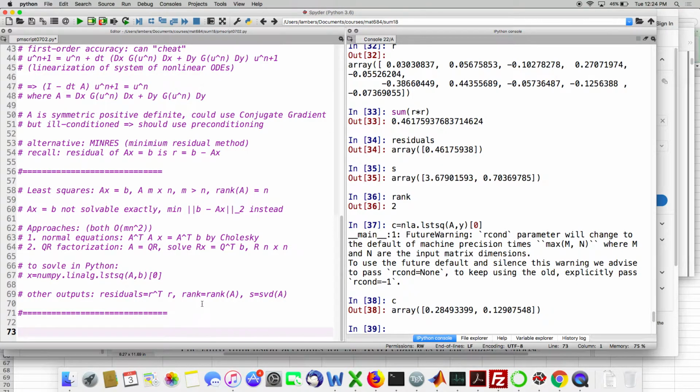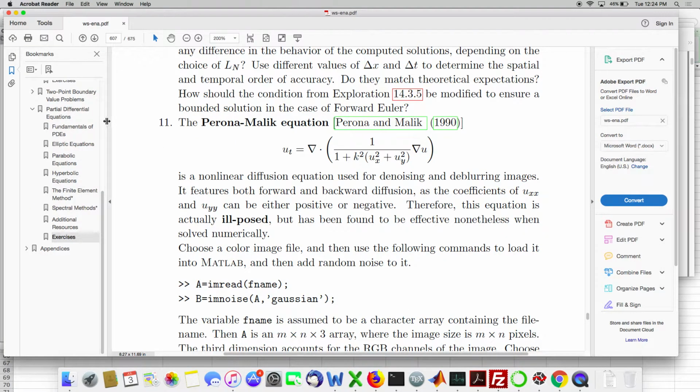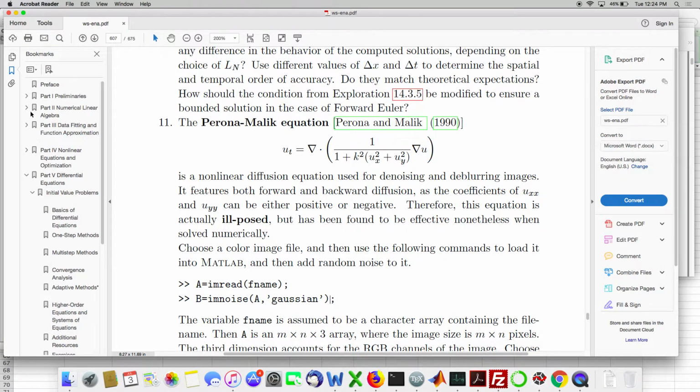So now in the book I want to show you something under iterative methods.